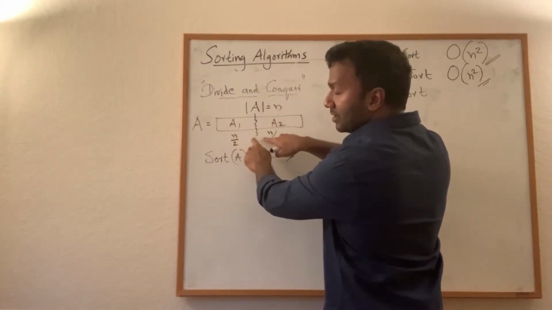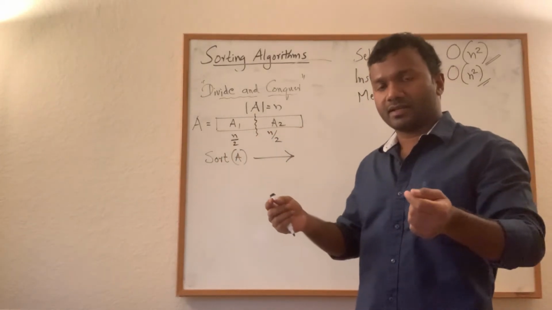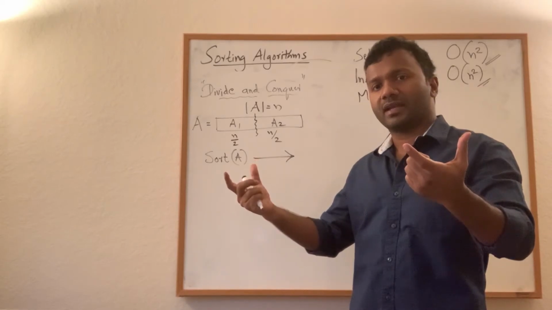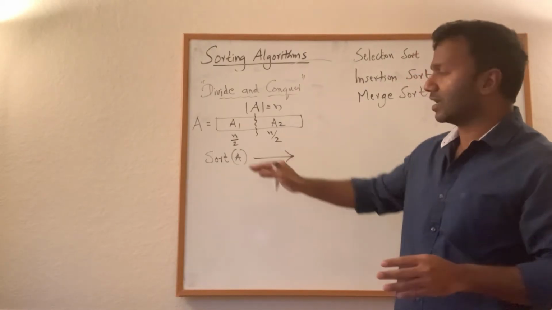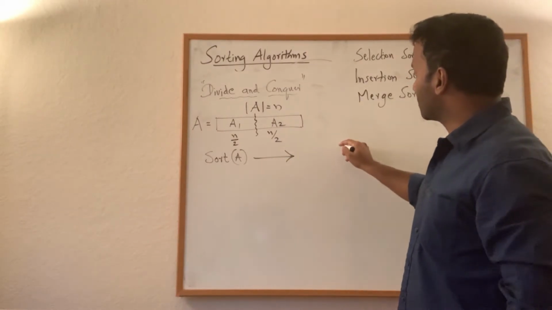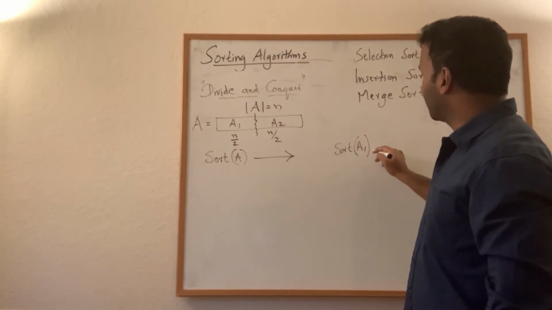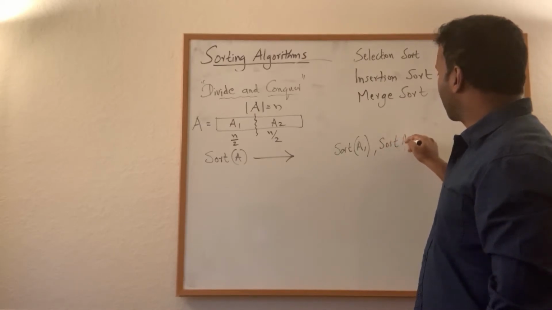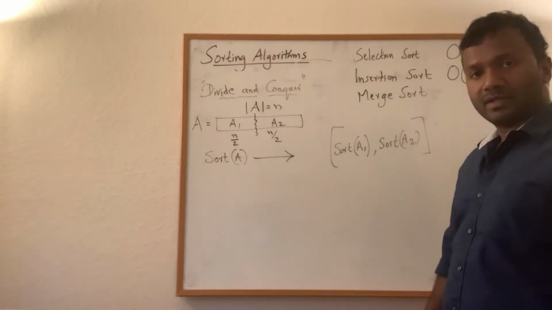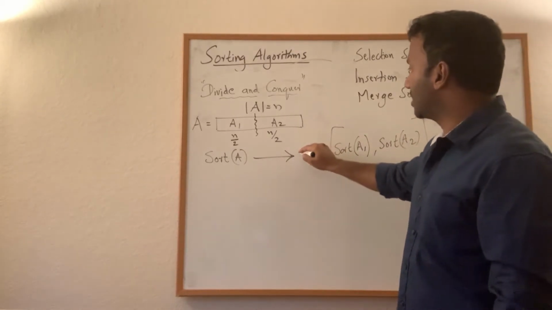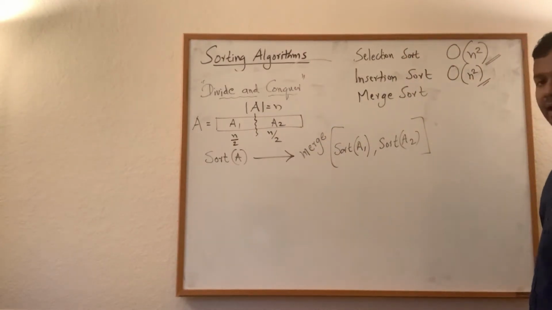You will divide, then you will sort the left part, you will sort the right part, okay? Now we have two sorted arrays and somehow we merge these two sorted arrays and we will get sorted A. So essentially the first part is you sort A1, then you sort A2. What you do is you take these outputs and simply merge them. So essentially this is the algorithm.